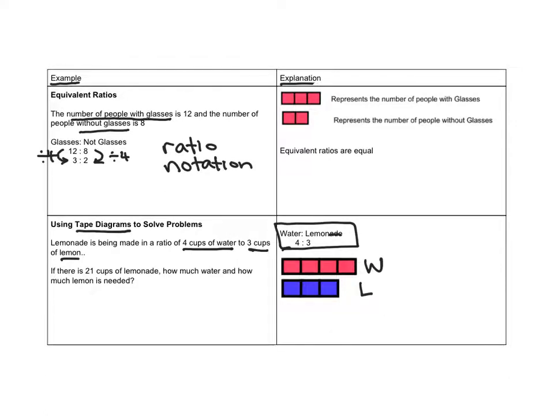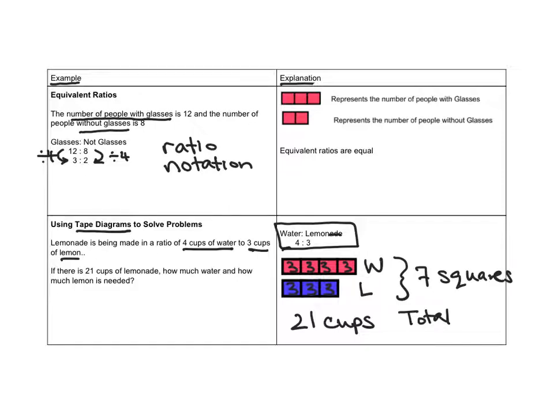Now, if I have 21 cups of lemonade in total, I want to know how much water and how much lemon is needed. Since I'm looking at my total, when I look at my tape diagram, I can see that in total I have 7 squares. If 7 squares represents 21 cups, then each square must represent 3. And that means how much water and how much lemon is needed.